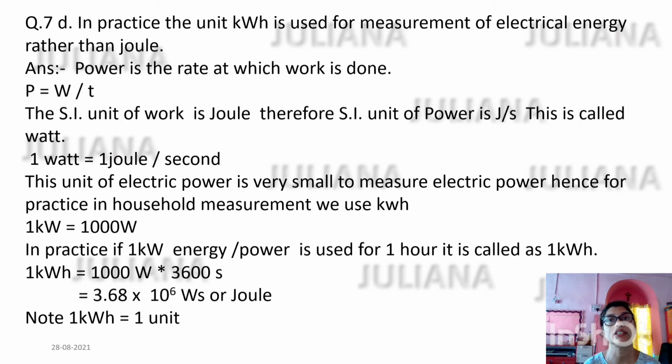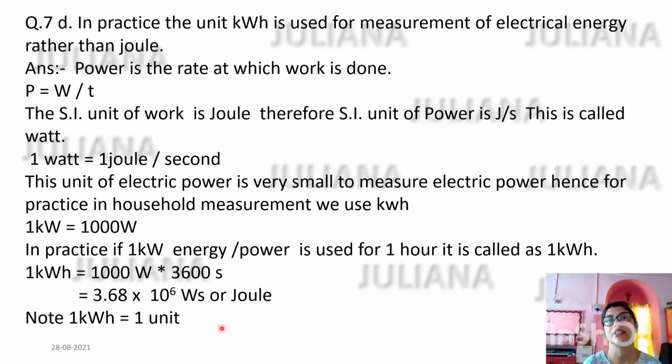Now 1 kilowatt is equal to 1000 watts, just as 1 kilogram is equal to 1000 grams. In practice, when 1 kilowatt of power is used for 1 hour, we call it 1 kilowatt hour. And 1 kilowatt hour is equal to 1000 watts into 1 hour. 1 hour means 3600 seconds. Therefore, you can convert this into 3.6 into 10 to the power 6 watt seconds or joules. Now 1 kilowatt hour is equal to 1 unit.